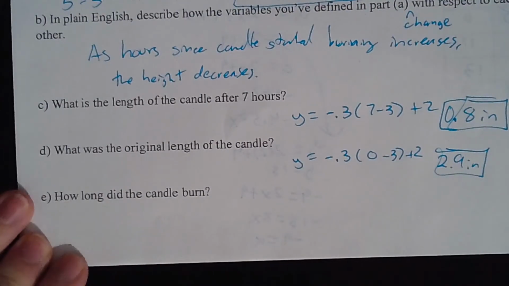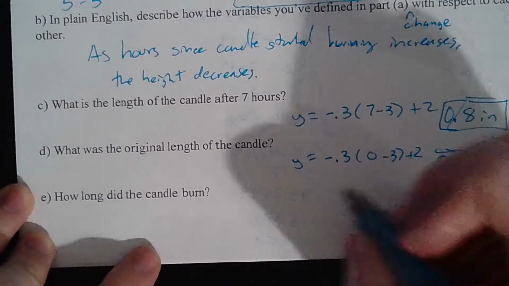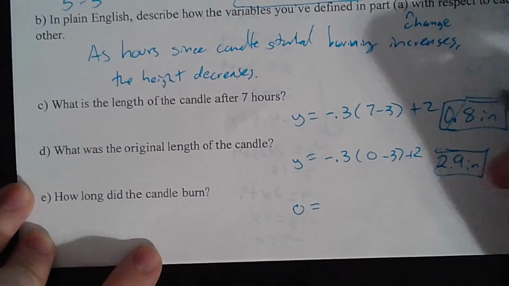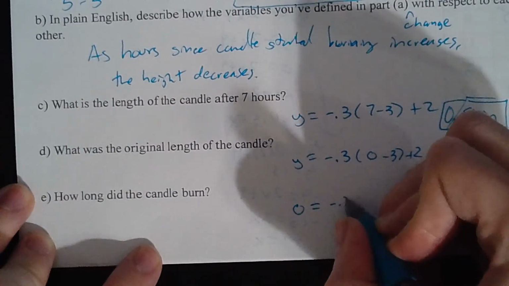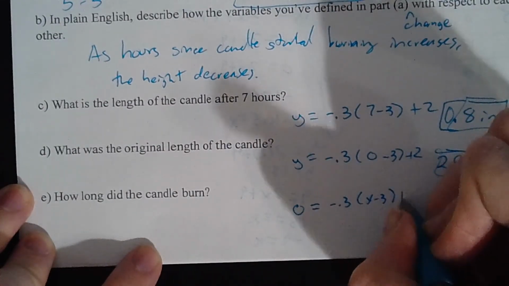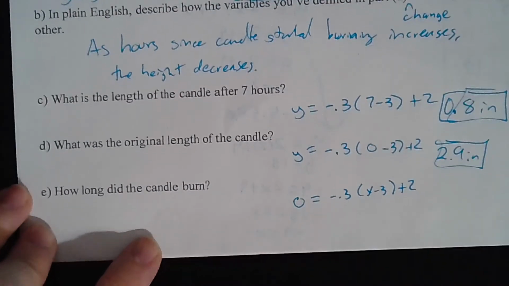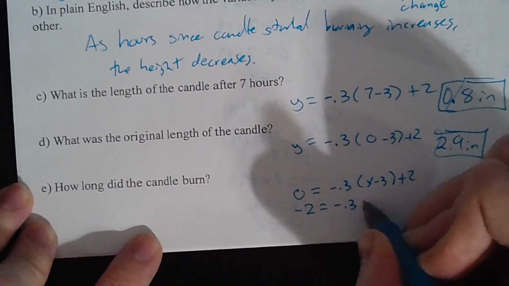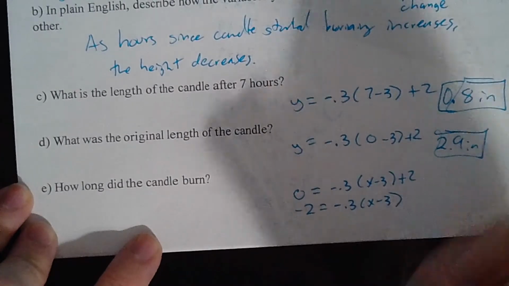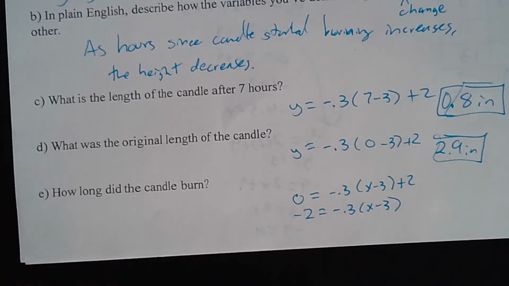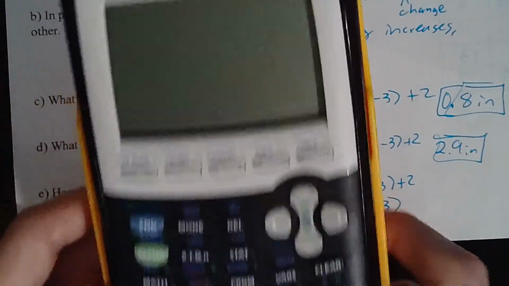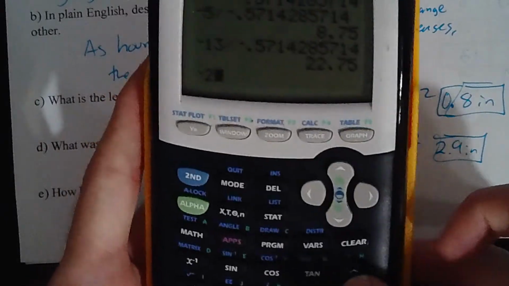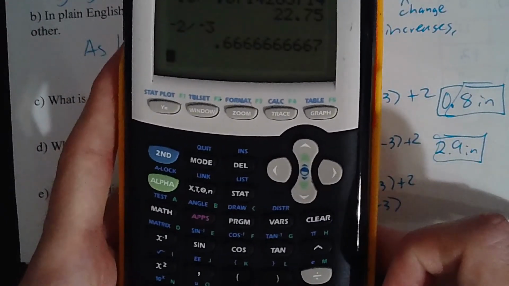And now, how long did the candle burn? That's going to be setting the height, the y, equal to 0, because it'll stop burning once there's no candle left. So solving this equation here, got to subtract 2 on both sides. I think it's easiest to now divide both sides by 0.3. So using our calculator here, we got negative 2 divided by 0.3.